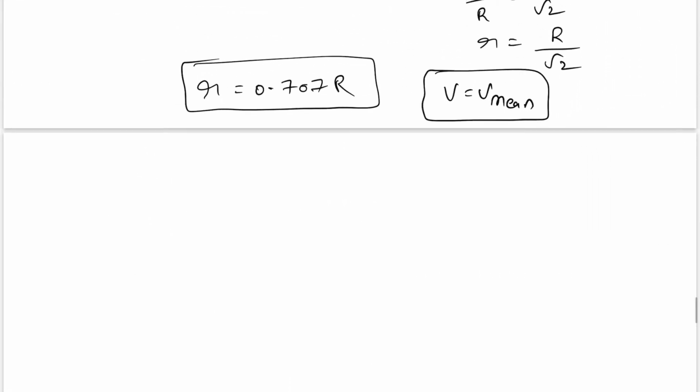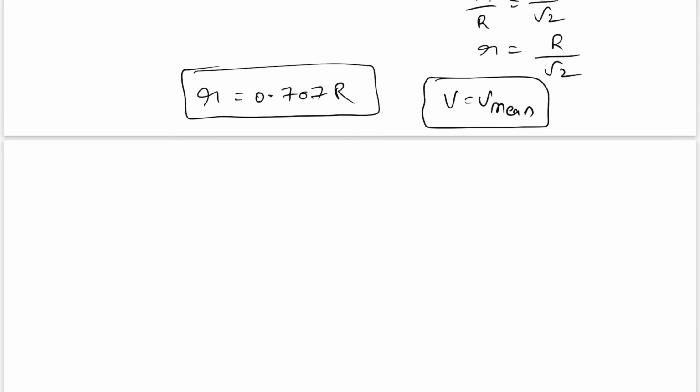Now, what is the value of v? We'll go back to the expression of v mean. What is the expression of v mean? V mean is equal to minus 1 by 32 mu into dou p by dou x into d square. In terms of d, we are dealing. This is d.